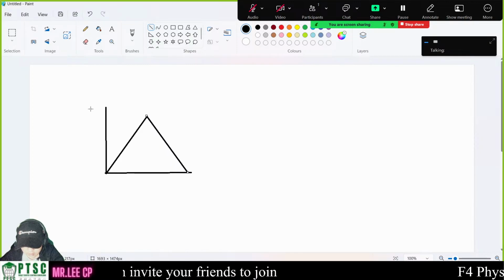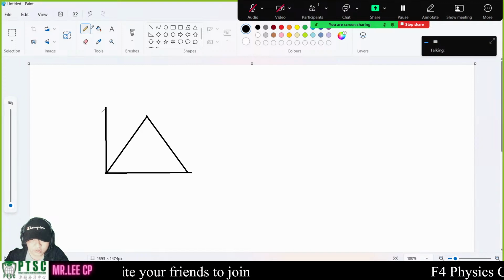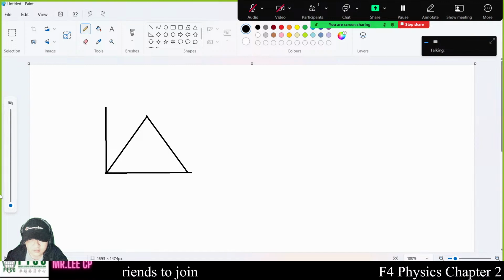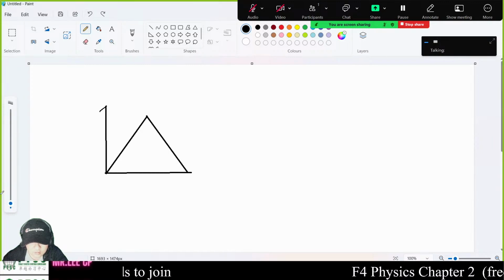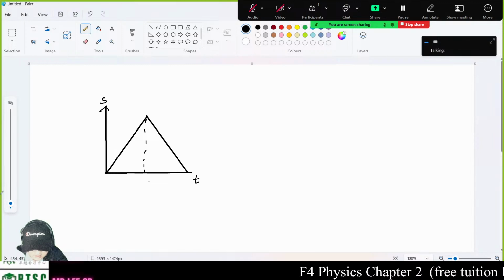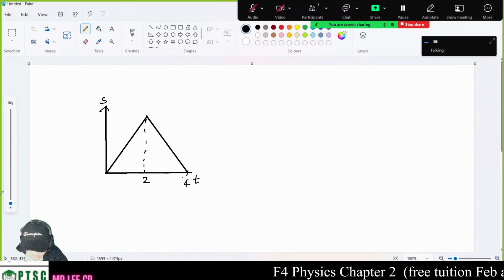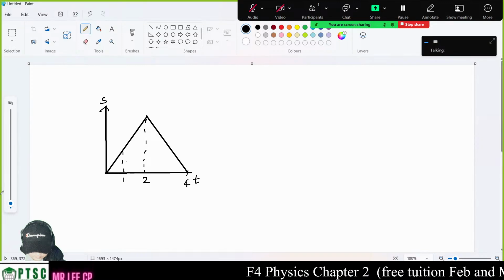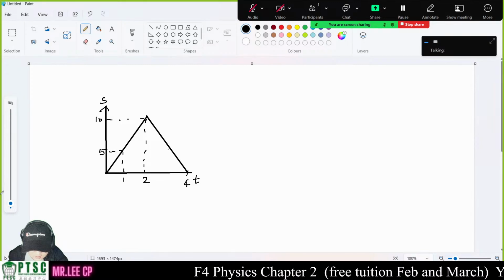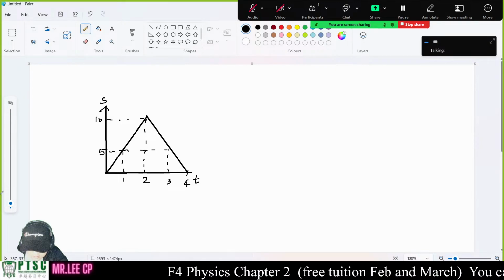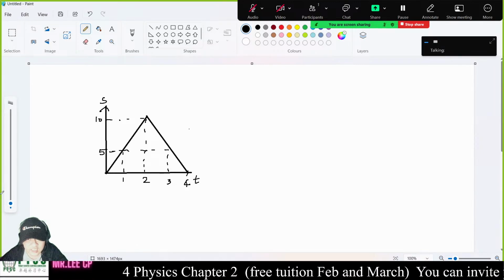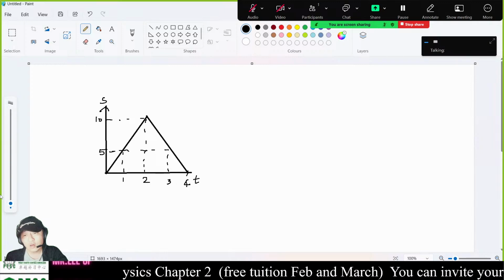Okay. Now here I am going to put in, this is S, this is T, right? So let's say this is 2 seconds, this is 4 seconds. In the first second you move 5 meter, here 10 meter, here the third second is 5 meter, and the fourth second it is here. So this is the ST graph. The ST graph means how this object moves, right?